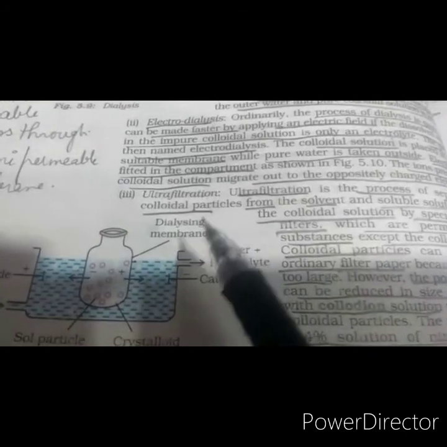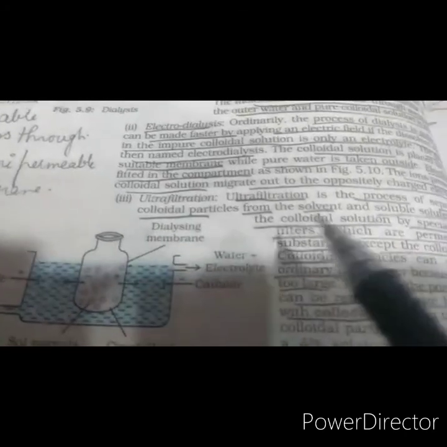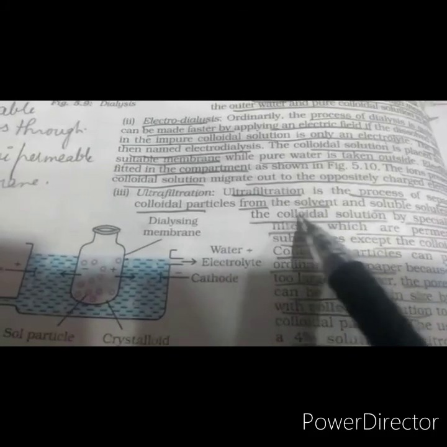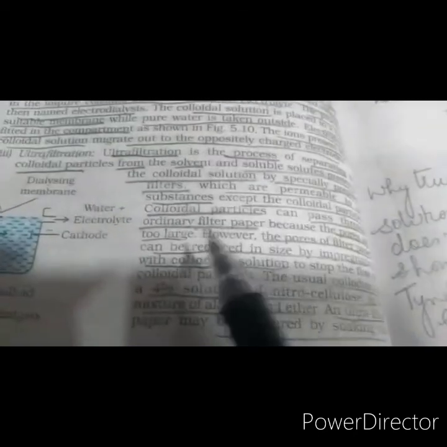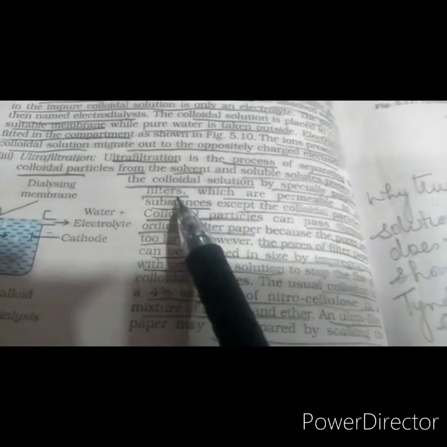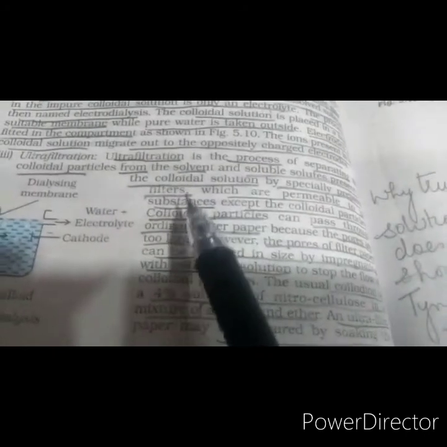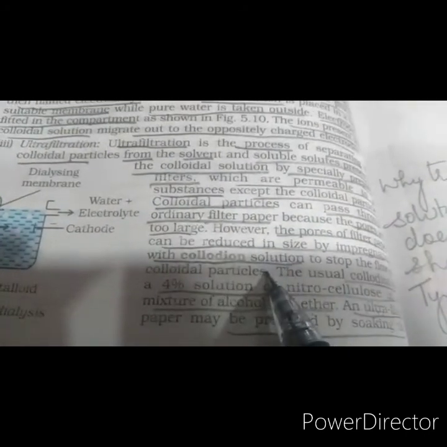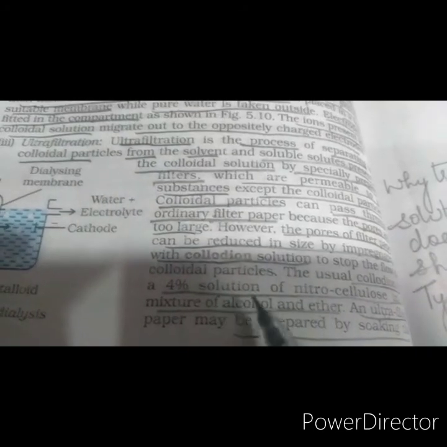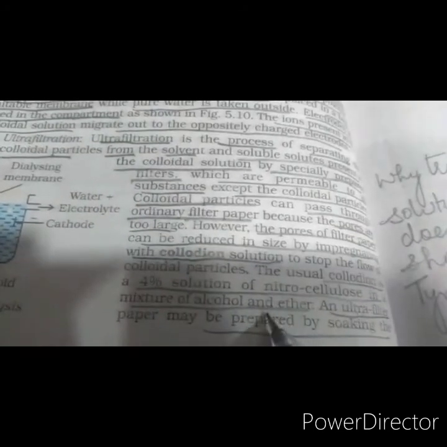The next method is the ultrafiltration method. In the ultrafiltration method, we use an ultrafilter paper. Now how do we prepare this paper? We prepare this paper from an ordinary filter paper. This ordinary filter paper is dipped in a colloidal solution. Now what is this colloidal solution? It is a 4% solution of nitrocellulose in a mixture of alcohol and ether.